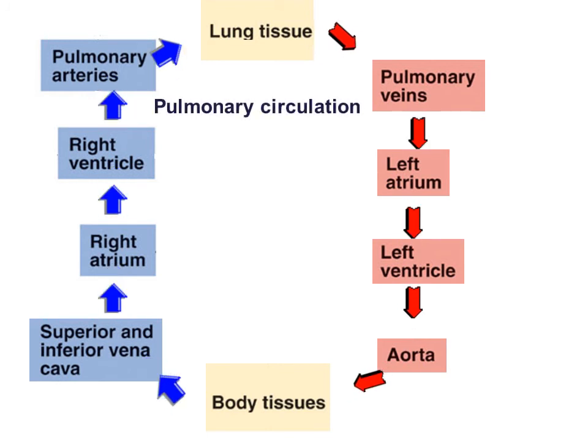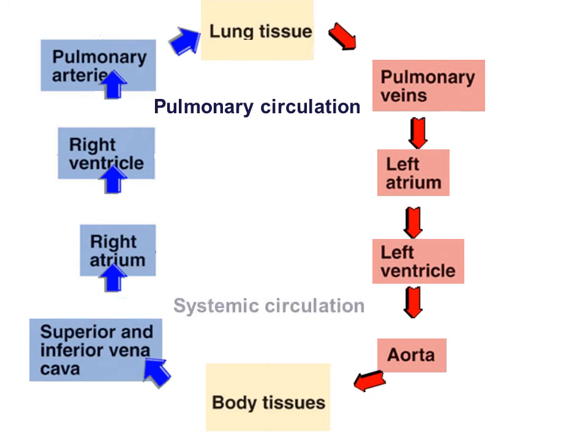The circulation of blood from the right side of the heart to the lung to be oxygenated and return back to the left side of the heart is called pulmonary circulation, while movement of the blood from the left side to the body tissues to give its oxygen to the tissues and return back to the right side is called systemic circulation.